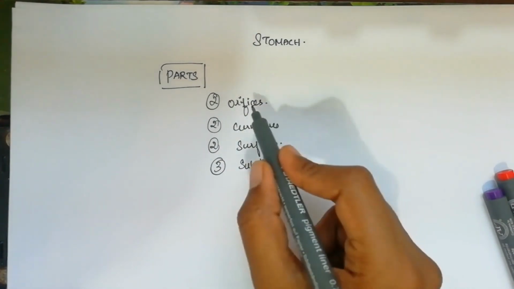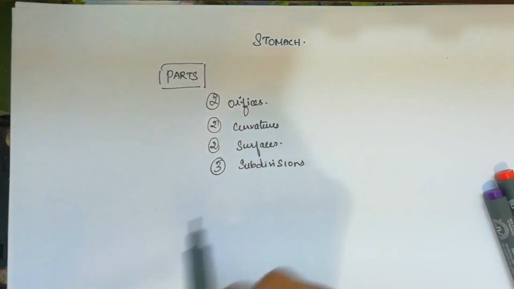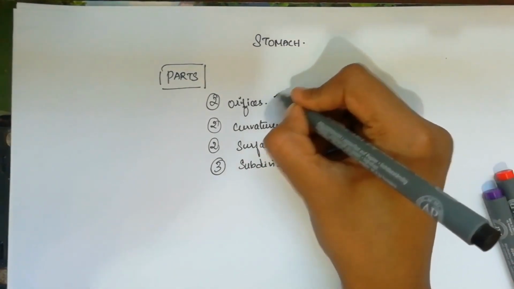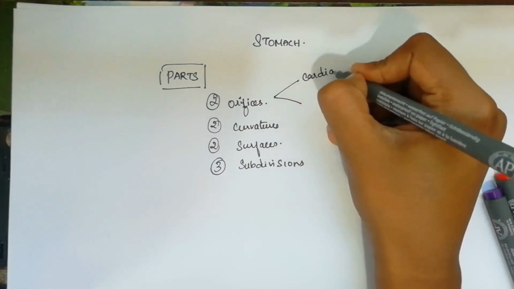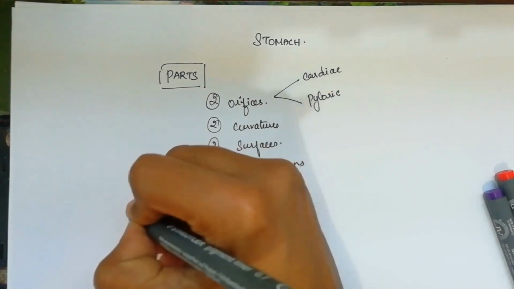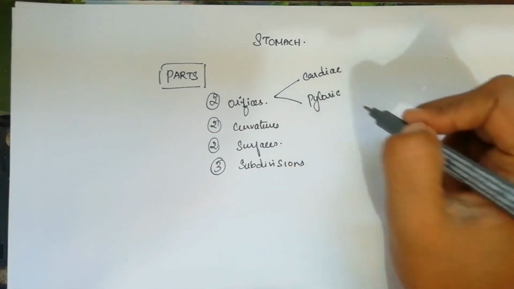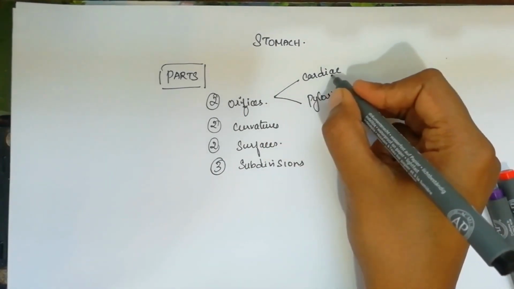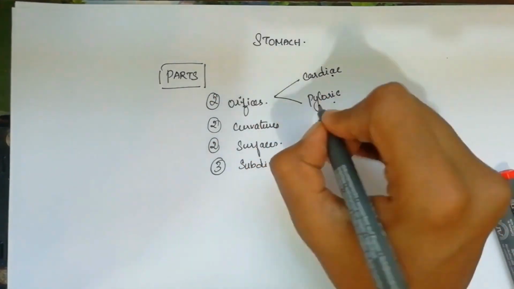Before going into the detail, I will just explain the orifices, curvatures, surfaces and subdivisions we have in the stomach. Talking about orifices, we have got two: one is cardiac and the other is pyloric. This is the proximal orifice and this is the distal orifice. The cardiac orifice is a continuation of the esophagus, and the pyloric orifice continues as the duodenum.